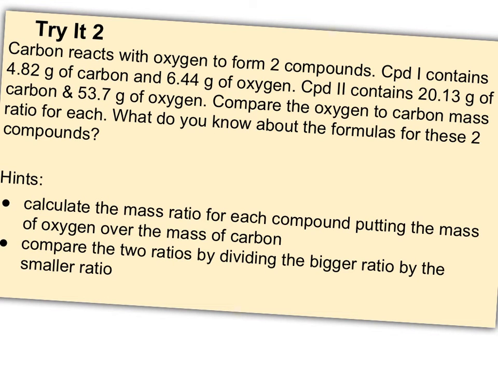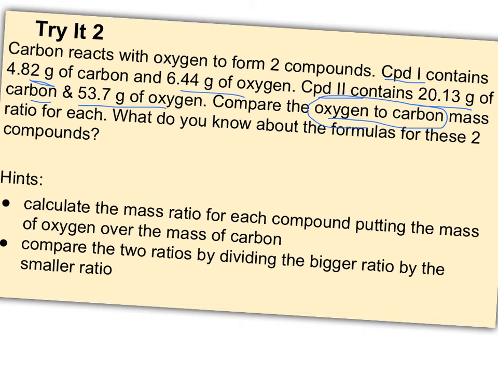So let's look at an example here. It says carbon reacts with oxygen to form two compounds. Compound 1 contains 4.82 grams of carbon, 6.44 grams of oxygen. Compound 2 has 20.31 grams of carbon, 5.37 grams of oxygen. Compare the oxygen to carbon. So we're being told put oxygen's mass on top, carbon's on the bottom. We don't need to know the molar mass of either one. And then once you have those ratios, what do you know about the formulas for these two compounds?